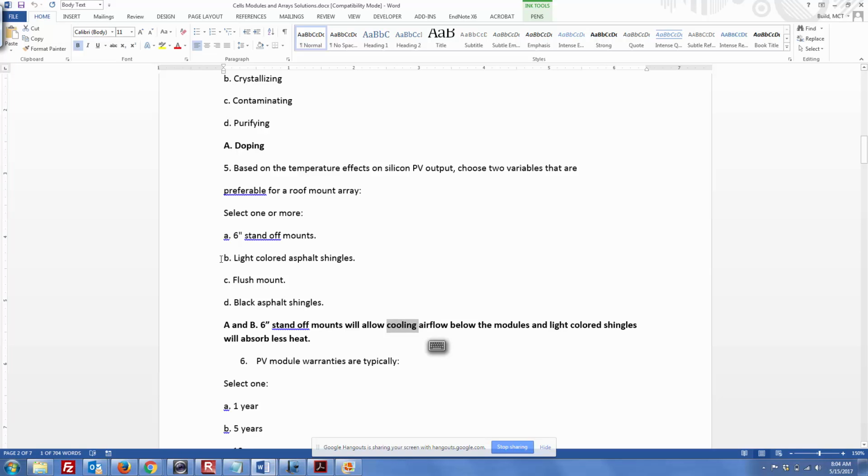And again, if the shingles are light colored, they also stay cool. So if it's white, they stay cool. If it's black, it gets hot.